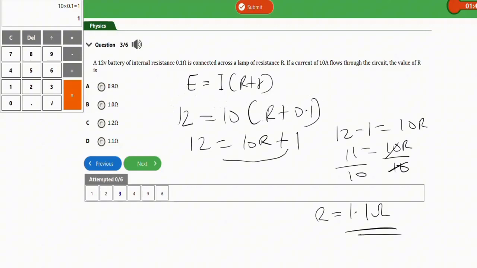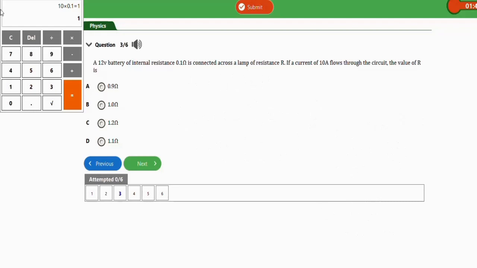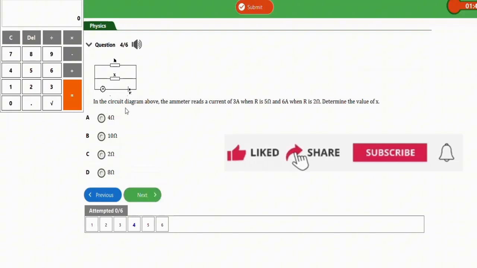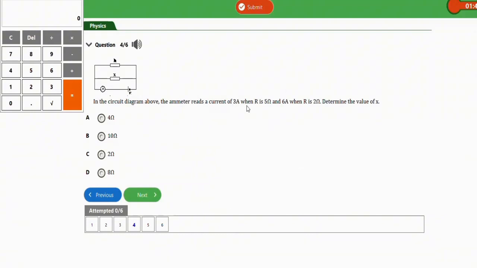So let's wipe this and solve the next repeated question. Alright, so the next repeated question we're going to solve with this question. It says, in a circuit diagram above, the ammeter reads a current of 3 ampere when the resistance is 5 ohm, and 6 ampere when R is 2 ohm. We have to determine the value of X. Basically the X there is the internal resistance.